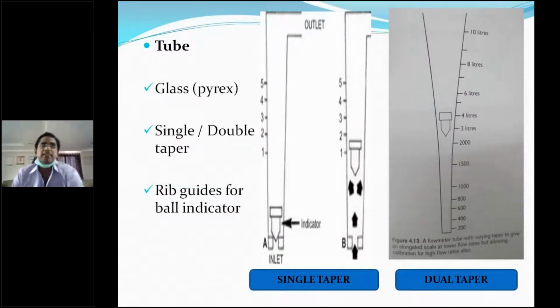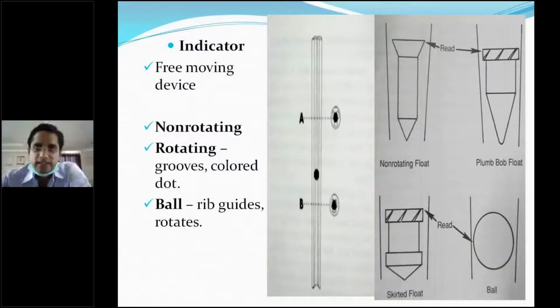And you have two types here. One is the single or double taper, and the other is the rib guides for a ball indicator. Right. So how do you read a flow meter? You have many readings on a flow meter. So just remember this. This is known as the bobbin. In all the four images on the right side, always the topmost part of the bobbin is used to read. And in case you have a ball, this is available most commonly in your casualties or in the post-operative ward where you have oxygen flow meters, and here is the ball, and the maximum diameter of the ball should be read.